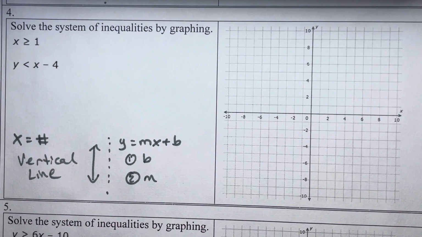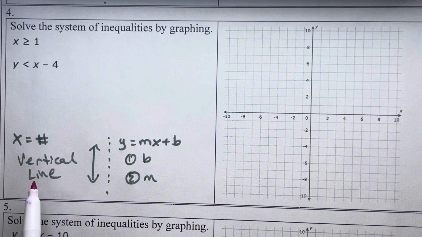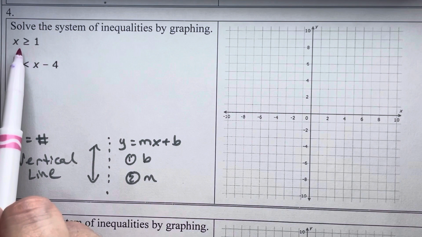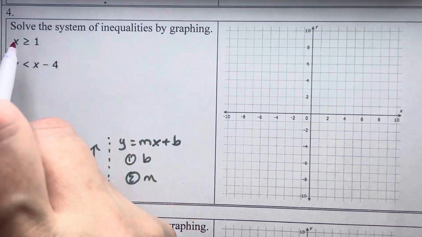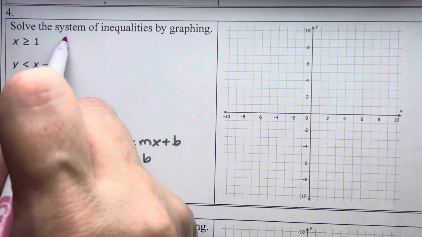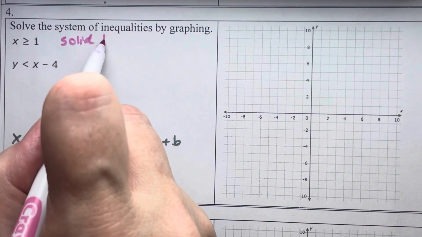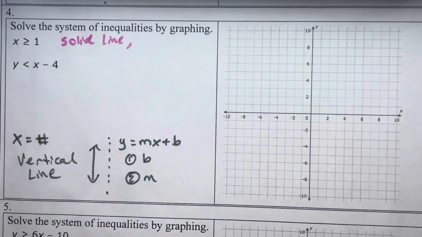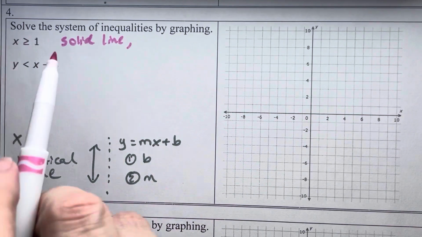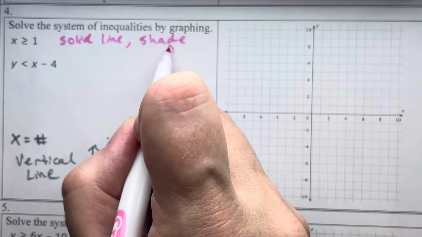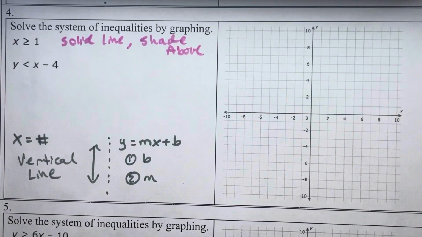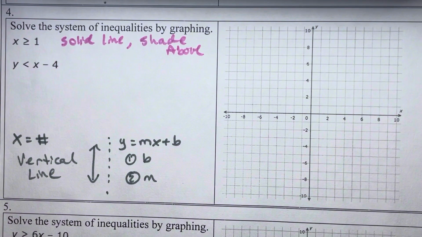X is greater than or equal to 1. This is a vertical line. And due to the inequality symbol that we have, we know that the greater than or equal to means we're going to have a solid line. And because it is greater than, we are going to shade above, which means for us, it's going to be to the positive side of the coordinate plane.